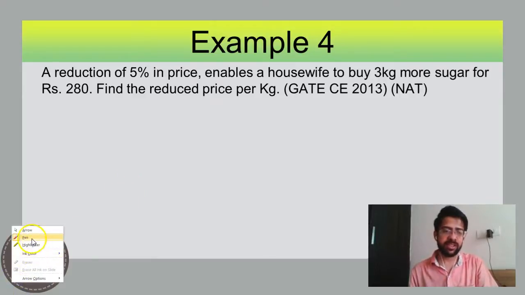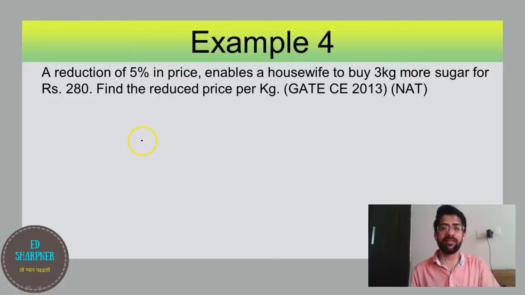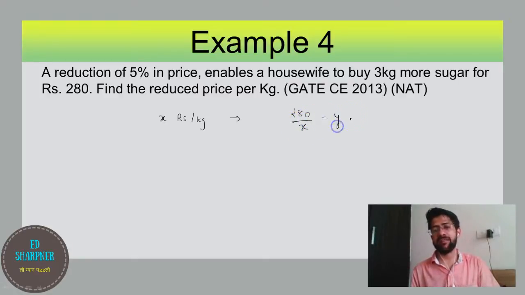Let us see how we can solve this. Here as well, we do not have the price per kg of sugar. Let us say the price per kg of sugar is X rupees per kg. My budget is 280. Now I was able to buy 280 by X, say Y kgs of sugar.